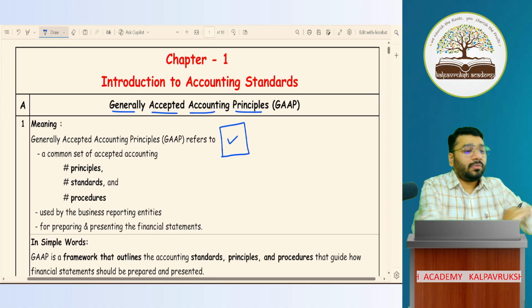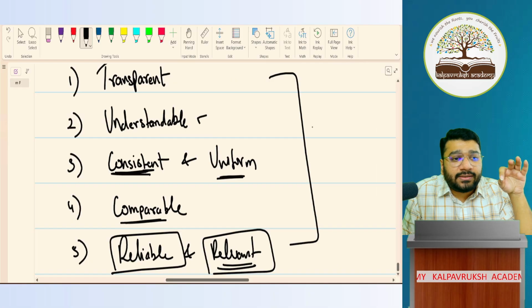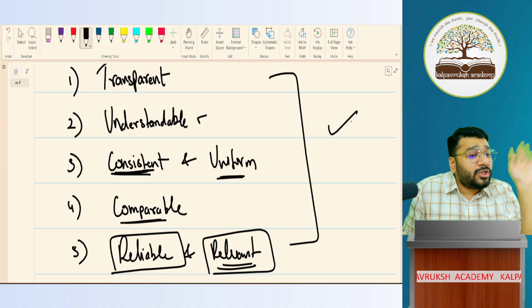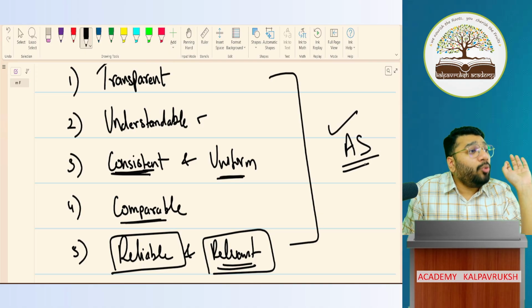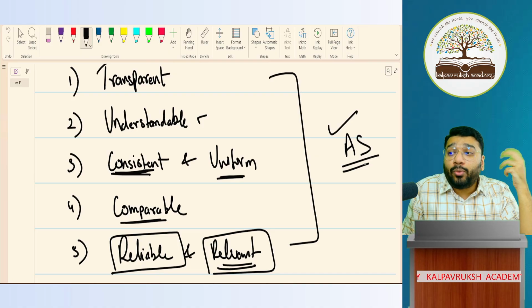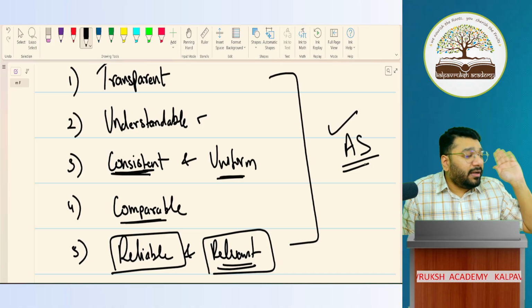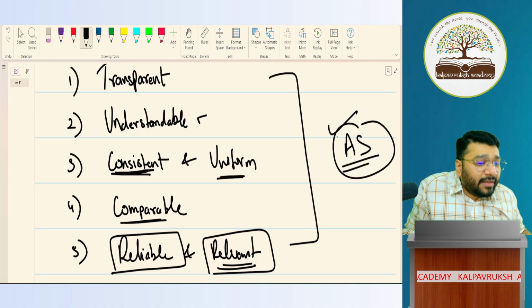Now, to ensure all of these qualitative characteristics of financial statements are met, it is very important that we have accounting standards in place. Accounting standard means what? Since we have differential accounting treatment, now there's a need for standardizing those accounting treatments. So the standardization of the accounting treatment was done by accounting standards.